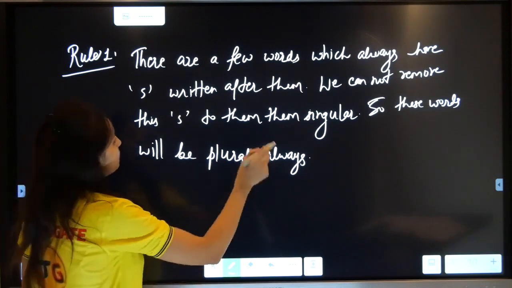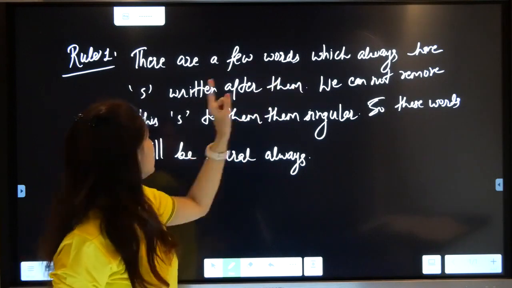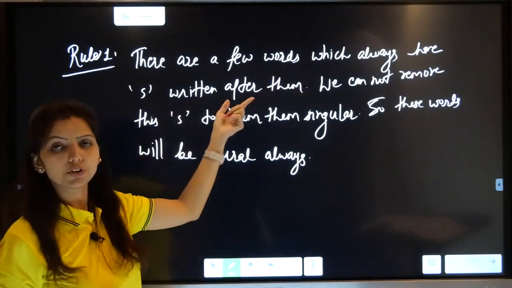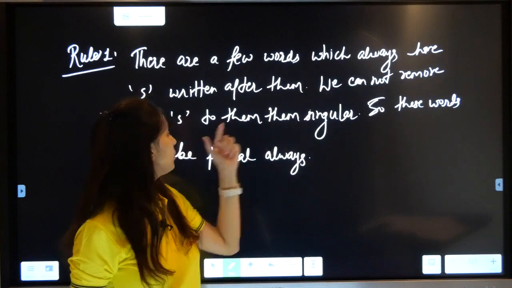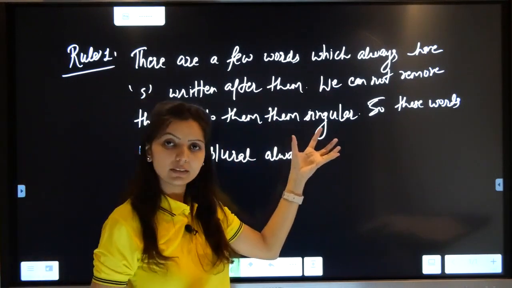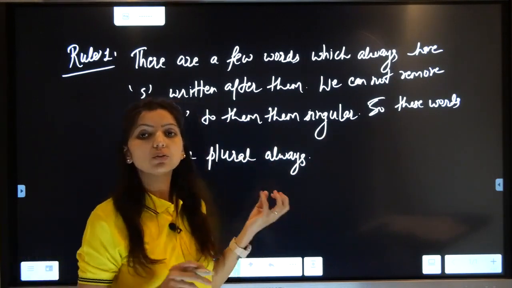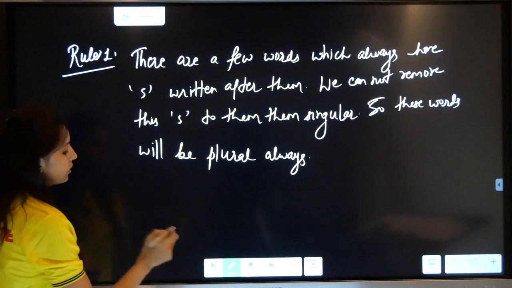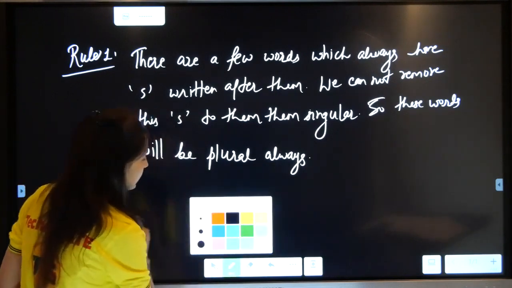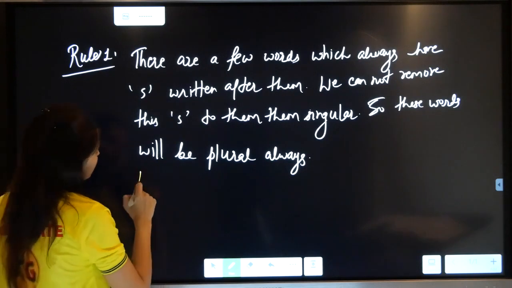So we have written that there are a few words which always have S written after them. We cannot remove that S to make them singular. So these words will be plural always. What are those words? Let's write them down one by one. Let's start from the very first one.